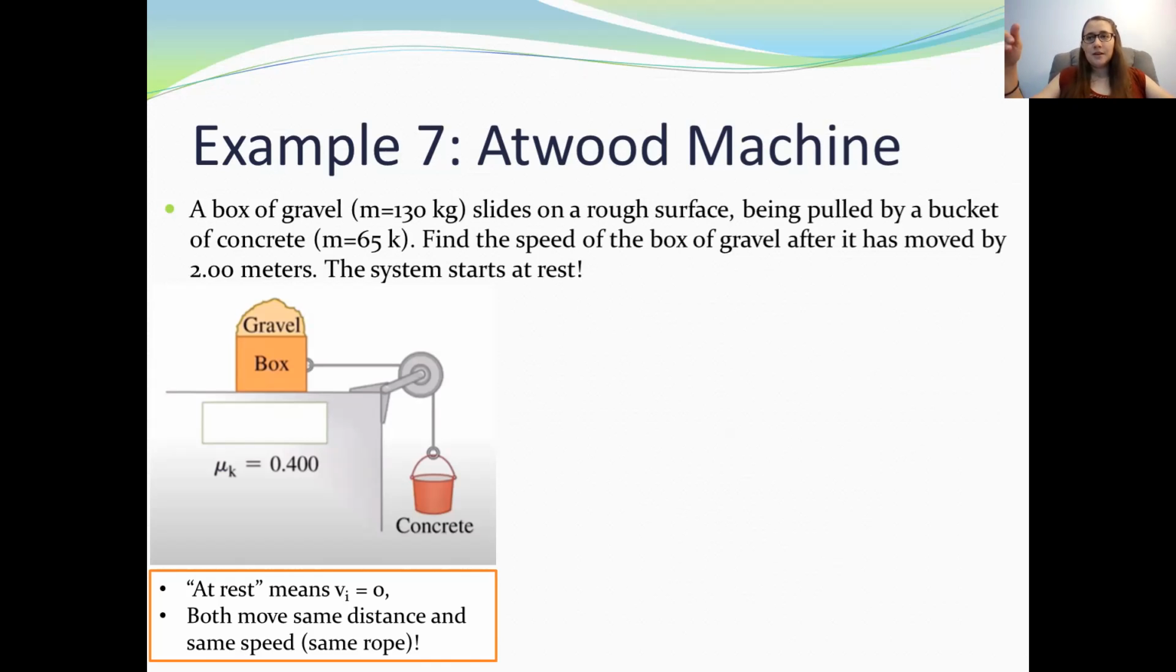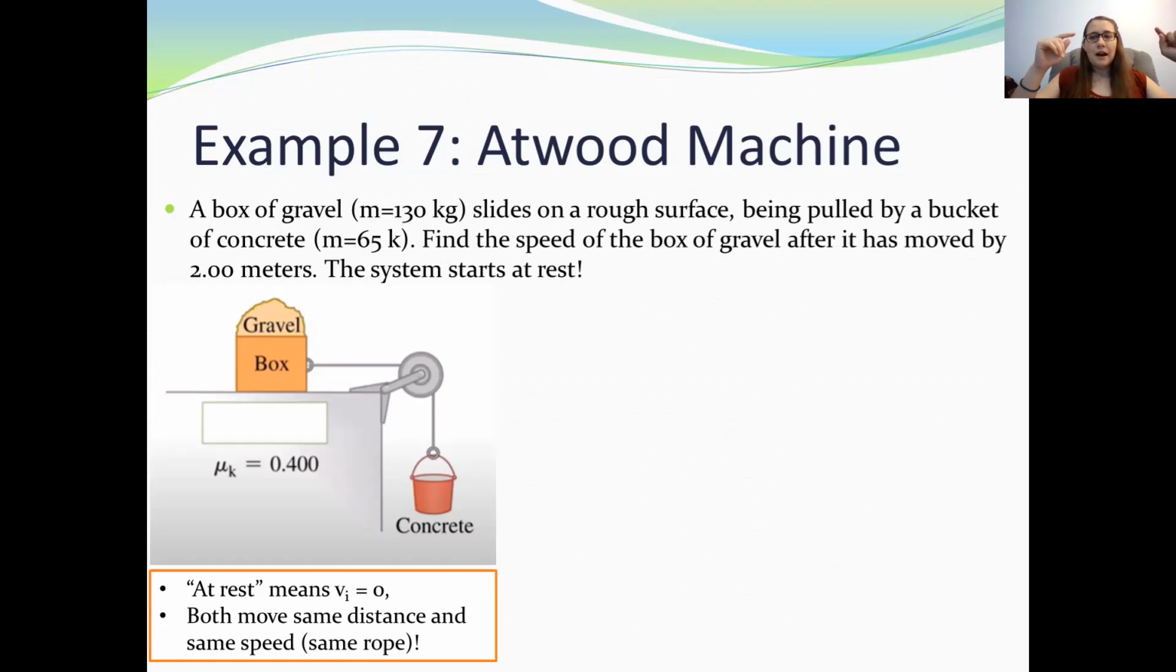That means if one of the boxes is not moving, then the other one cannot be moving either, right? And at the end, the speed at which one of them is moving is going to be the same as the speed at which the other one is moving. Not necessarily in the same direction, but the same magnitude. They're both going to move the same distance.